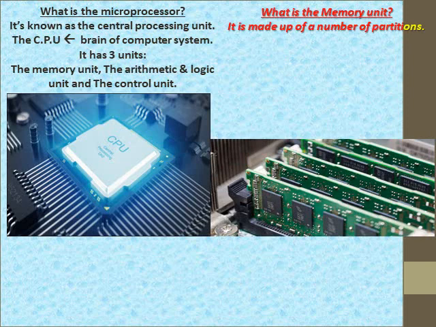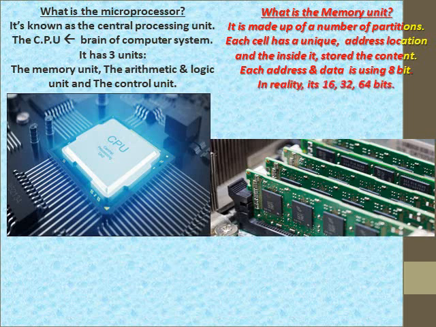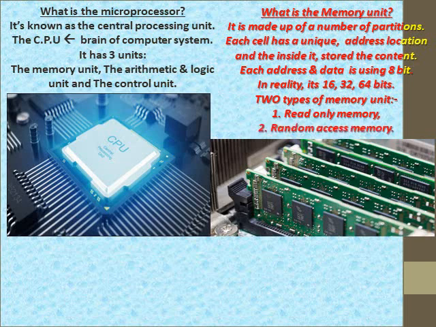Second, what is memory unit? Memory unit is made up of a number of partitions. Each cell has a unique address location, and inside it is stored the content. Each address is using 8-bit. Each data content is using 8-bit. However, in the real memory unit, it is actually much larger than this. Some are using 16 bits or 32 bits and even 64 bits. The memory unit has two types. 1 is the read-only memory, and 2 is the random access memory. In this chapter, we will be talking about the function of RAM unit only.